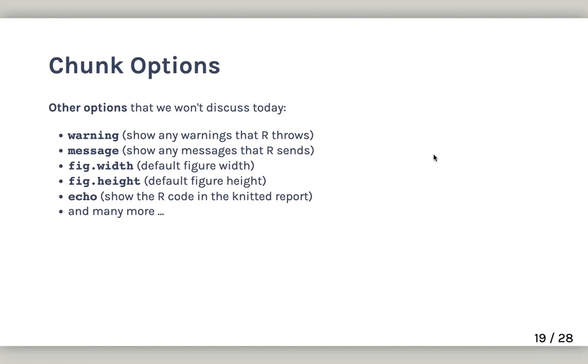Or I can specify, don't show me the code. Sometimes my collaborators don't care about the code. They just want to see how pretty the graphs are, or whatever the result is. So I just hide my code and I only see the output. And you can specify that in your code chunk settings.